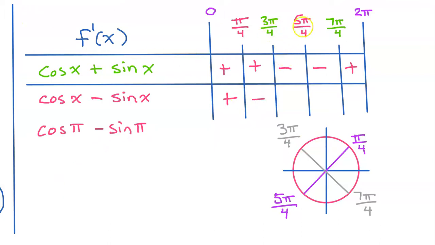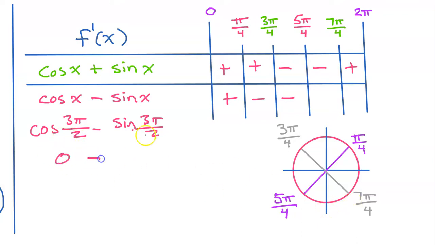Between 3 pi over 4 and 5 pi over 4 is pi, but cosine of pi is negative 1, and sine of pi is 0. Negative 1 minus 0 is negative 1, so we have a negative value. Between 5 pi over 4 and 7 pi over 4 is 3 pi over 2. Cosine of 3 pi over 2 is 0. Sine of 3 pi over 2 is negative 1. Minus negative 1. So that's actually positive 1. So we have a positive value.